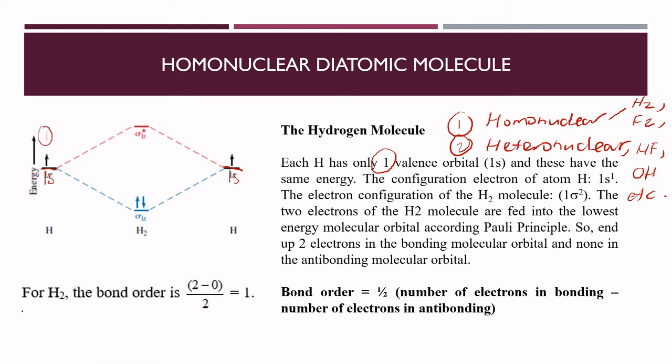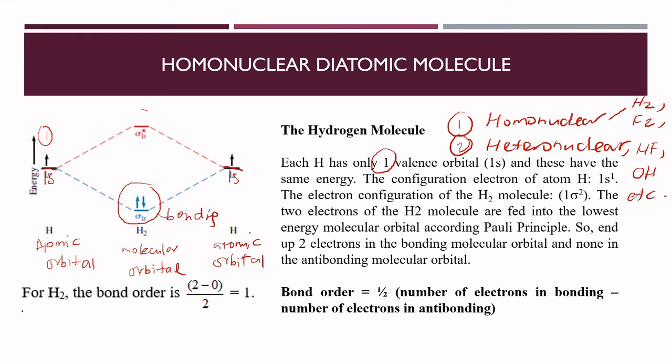After that, we draw the atomic orbital. So in the middle here, H2 is the molecular orbital. What happens is that this one will split into two regions. This one is the bonding, and this one is the anti-bonding.